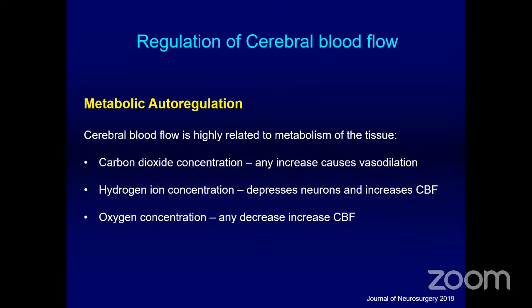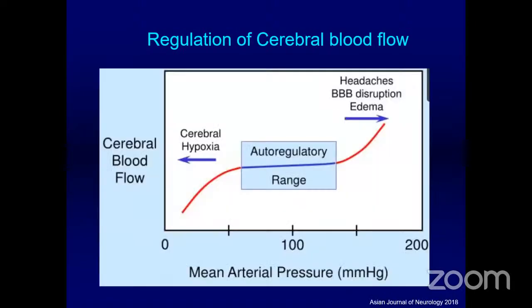The CO2 concentration, any increase can cause vasodilatation. The H plus ion concentration as a result of acidosis can depress the neurons initially, and subsequently it does increase the cerebral blood flow. That's how the corrective mechanism comes into play, because more blood flow takes off the increased H plus ions. And then the oxygen concentration, when it comes down as a result of hypoxia, any decrease in the oxygen concentration again would result in increased cerebral blood flow. So that's how it goes.